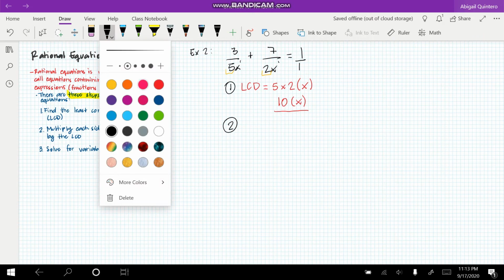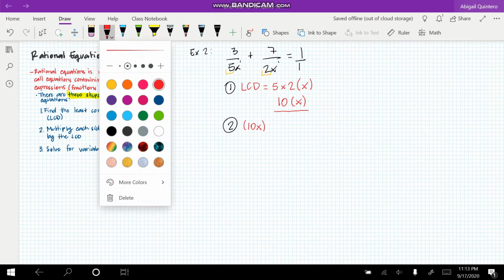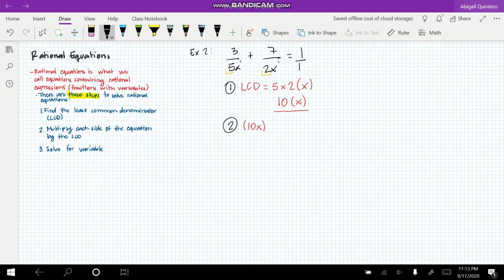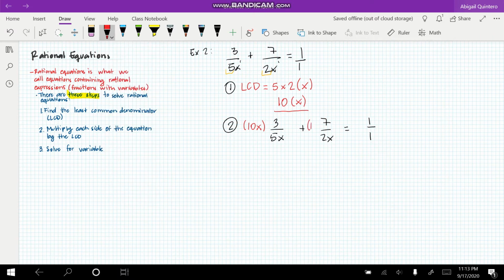So I'm going to go ahead and have 10x, and then it's going to multiply 3 over 5x. Let me first rewrite the entire equation and then multiply. Okay. So again, I'm multiplying everything by 10x, right?